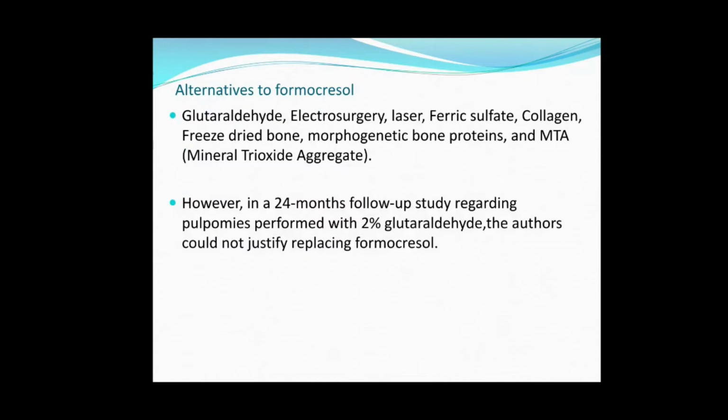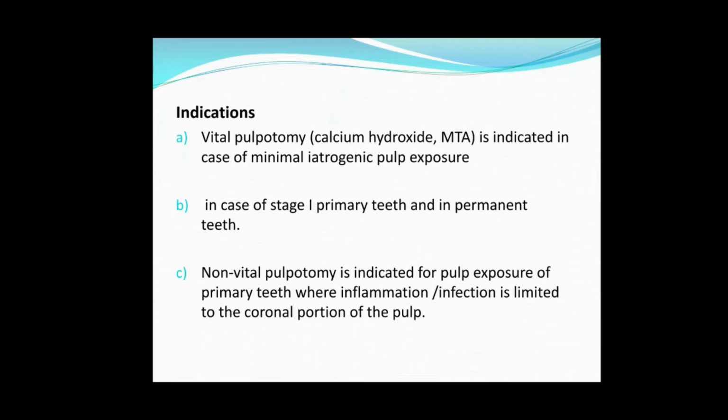Alternatives to formocresol are glutaraldehyde, electrosurgery, laser, ferric sulfate, collagen, freeze-dried bone, bone morphogenetic proteins, and MTA. However, in a 24 months follow-up, studies regarding pulpotomy performed with 2% glutaraldehyde, the authors could not justify replacing formocresol.